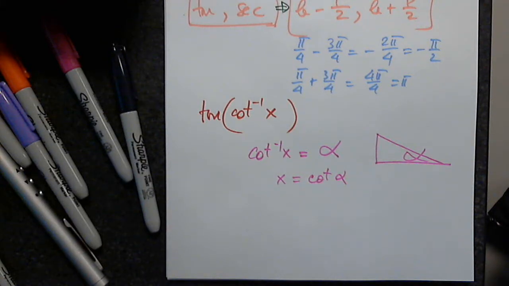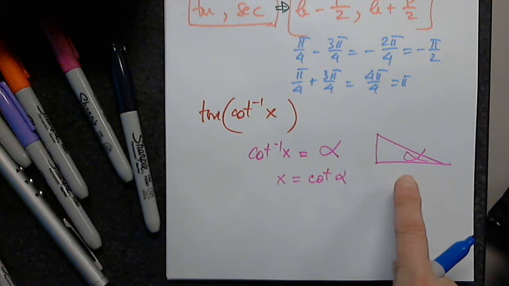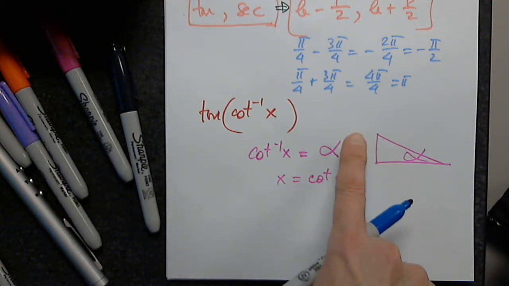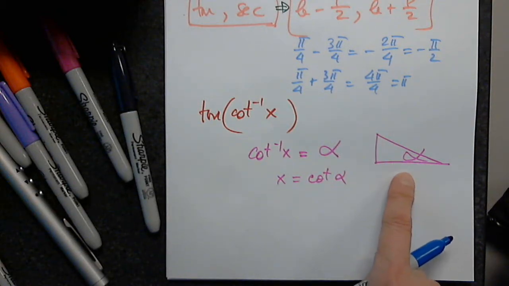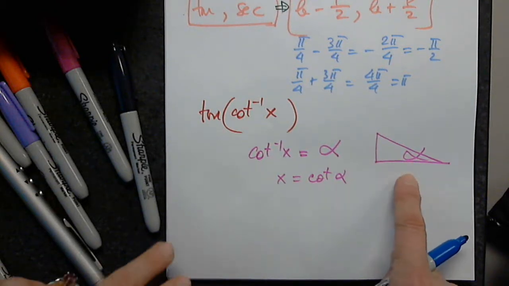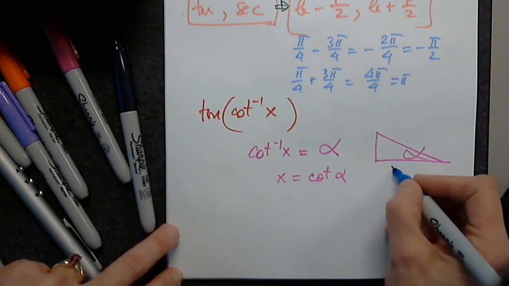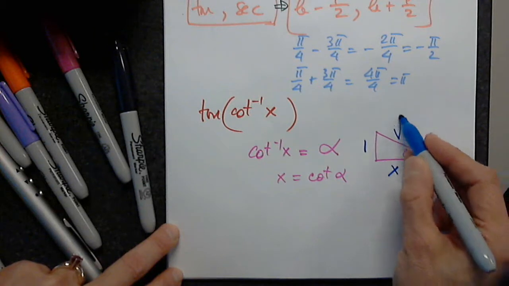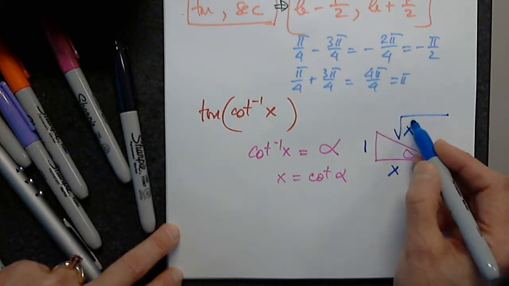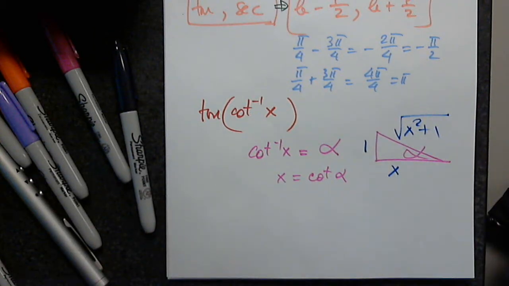Cotangent is the reverse of tangent. Tangent would have been opposite over the adjacent. That's okay. X over 1. Yes, x over 1, which means this is the square root of course, x squared plus 1, because it has to be the sum.